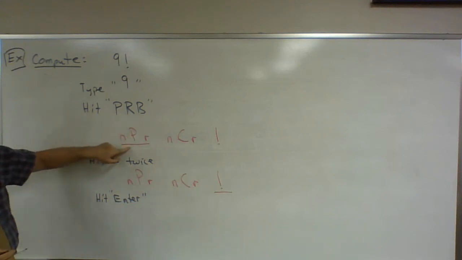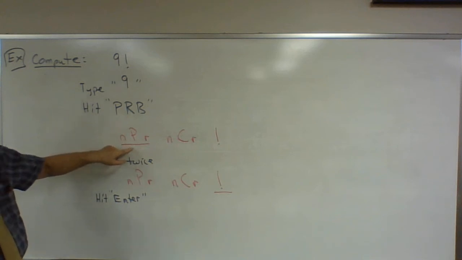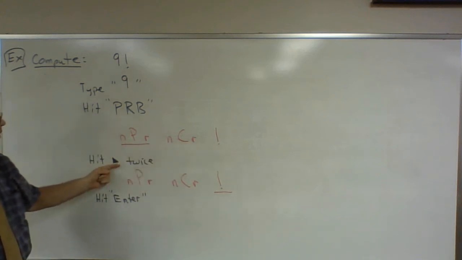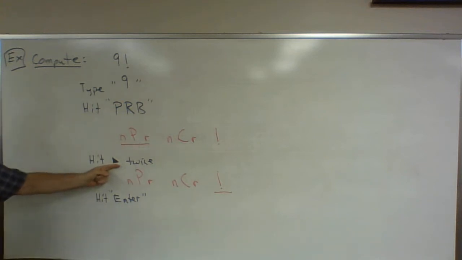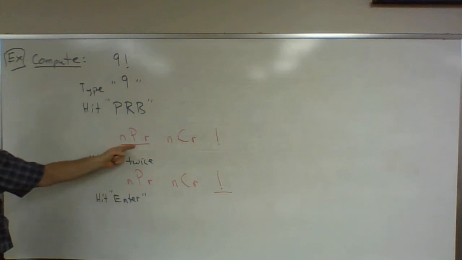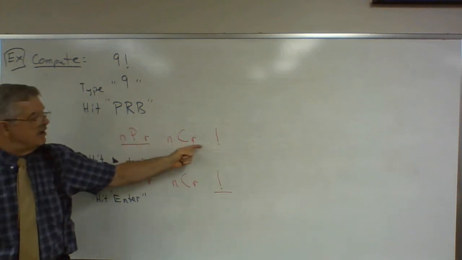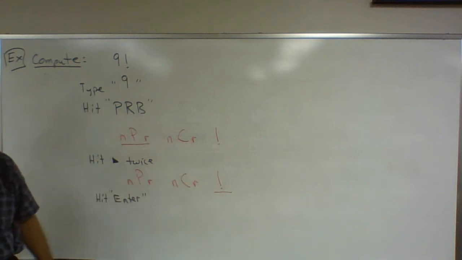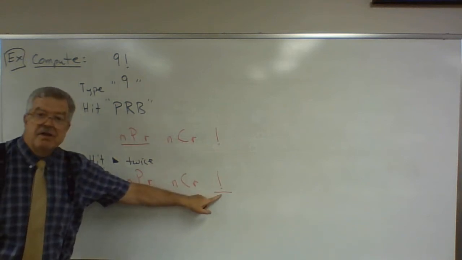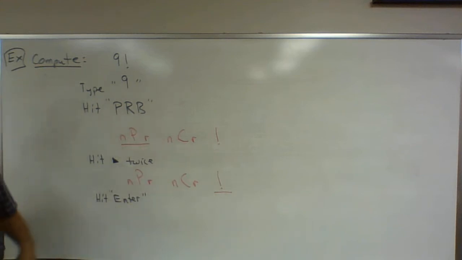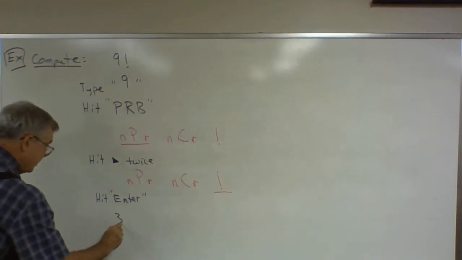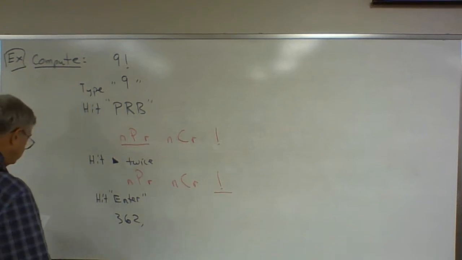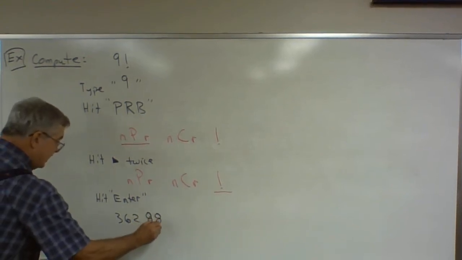And NPR will be underlined, but we want factorial. So we'll hit the right arrow twice. And that will move the underscore from NPR to NCR to factorial. We have factorial underlined, and that's what we want, so we'll hit enter. And we should get 9 factorial, which is 362,880.